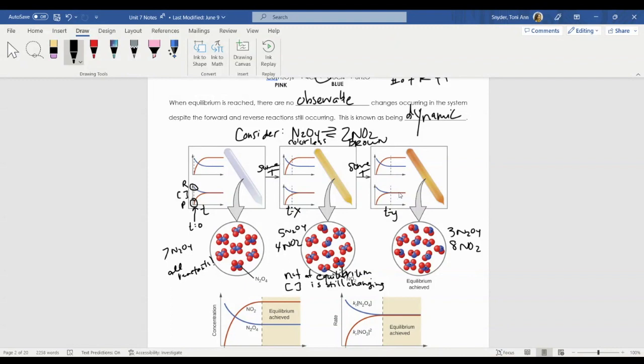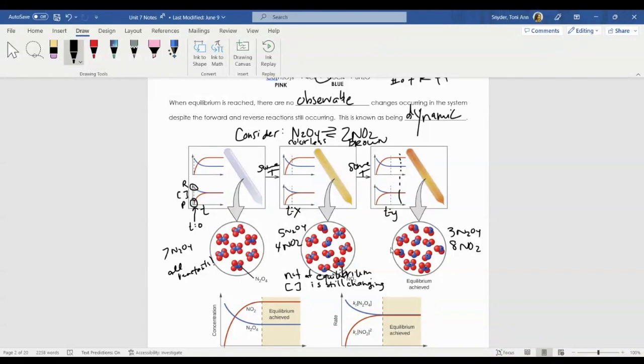So at any point in time beyond T equals Y, so if I'm right here, my particular reaction vessel would still contain 3 N2O4 molecules and 8 NO2 molecules. That's because the concentration is not being changed. The number of particles is still the same. Does that mean that the reactants are not forming products or that the products are not forming the reactants? No, those two processes are still happening. However, they're happening in such a way that they're equal. Their rates are equal to one another.